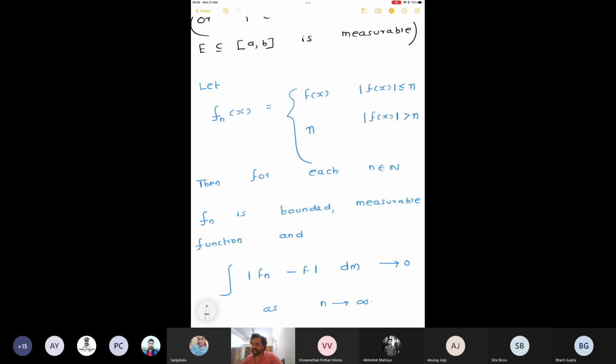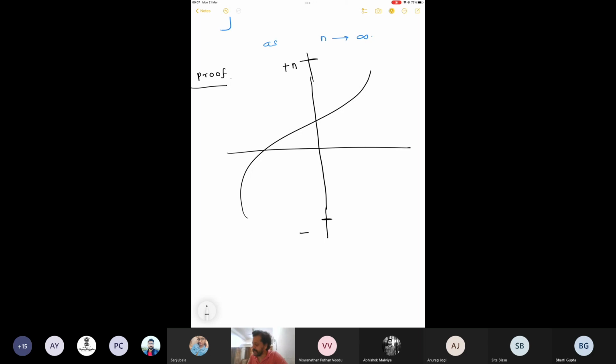Now, if you closely watch fn, what we are doing is this. You are given a function f(x). Let this be the Cartesian plane and you have a function f(x). And fix this interval, minus n.